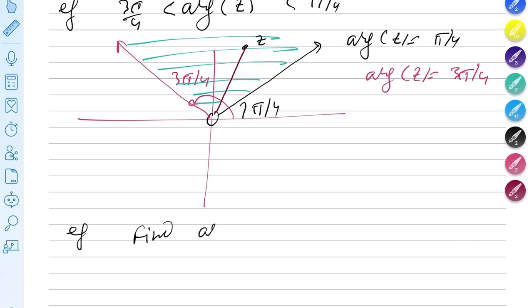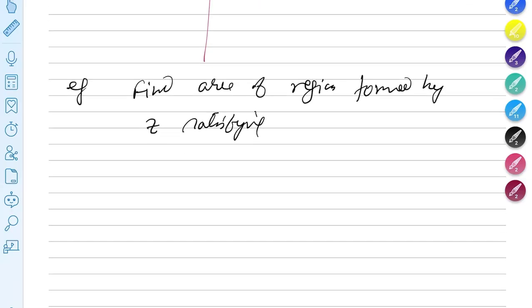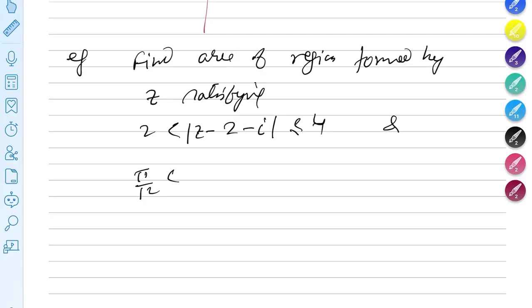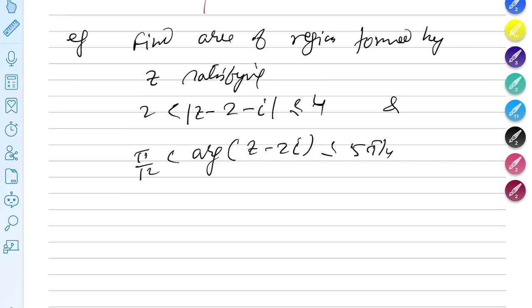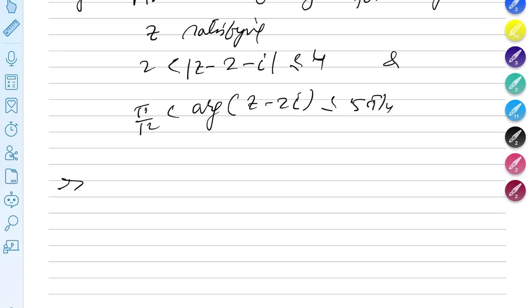If I say, find the area of the region formed by z satisfying 2 less than the modulus of z minus 2 minus i less than 4, and pi by 12 less than or equal to argument of z minus 2i less than or equal to 5 pi by 4. We will draw both regions, and it means an intersection. So z minus 2i, what does this represent?